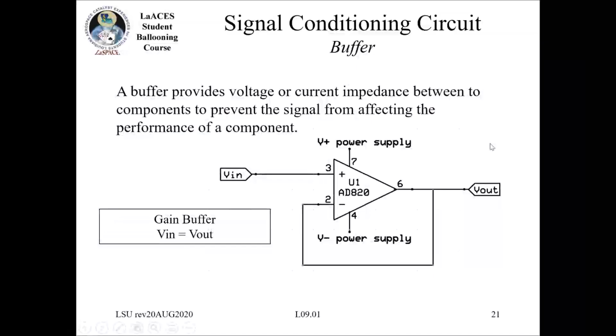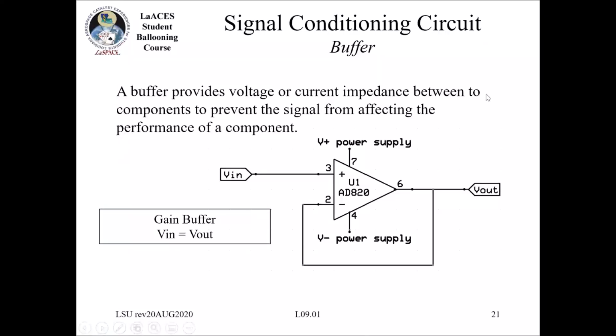So the first kind of signal conditioning circuit I want to show you here is a buffer. And as I mentioned earlier, this is a feedback loop here. So the output is connected to the input of 2. And all it does is mirror whatever input Vin is here. This is what is known as a buffer. You use this whenever you need some kind of voltage or current impedance between components.